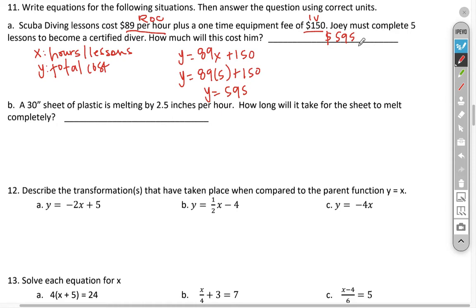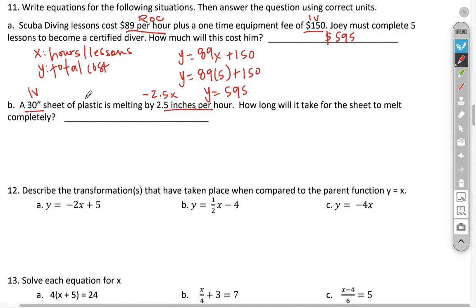All right, B says a 30-inch sheet of plastic is melting by 2.5 inches per hour. How long will it take for the sheet to melt completely? So let's figure it out. So we've got melting by 2.5 per hour. This is our rate of change. This is our rate word right here. And we're melting, so we're going to be negative 2.5x. And then it does not look like we have any sort of initial value. Oh yeah, 30 inches. This is our initial value.